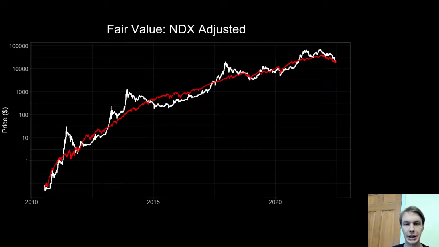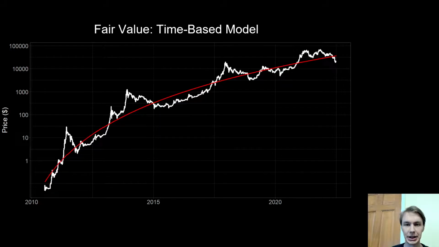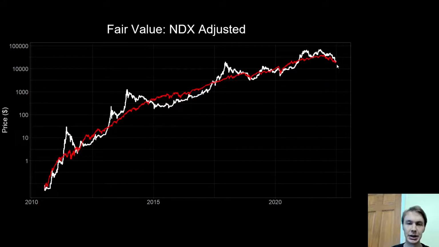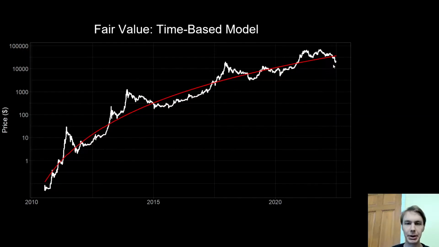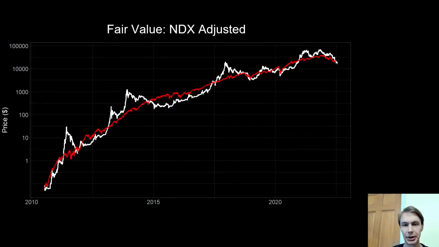But if we look at this NASDAQ adjusted fair value, we're getting a very different story about the current price action. In fact, it's basically arguing that we're only just at fair value right now from this model's perspective. We haven't really fallen below it. And again, if we're asking whether this is now a value zone, this model is saying yes, it is. This model, not so much. And so if one were merely looking at this time-based model, they might get a different interpretation than what this NASDAQ model would be suggesting.